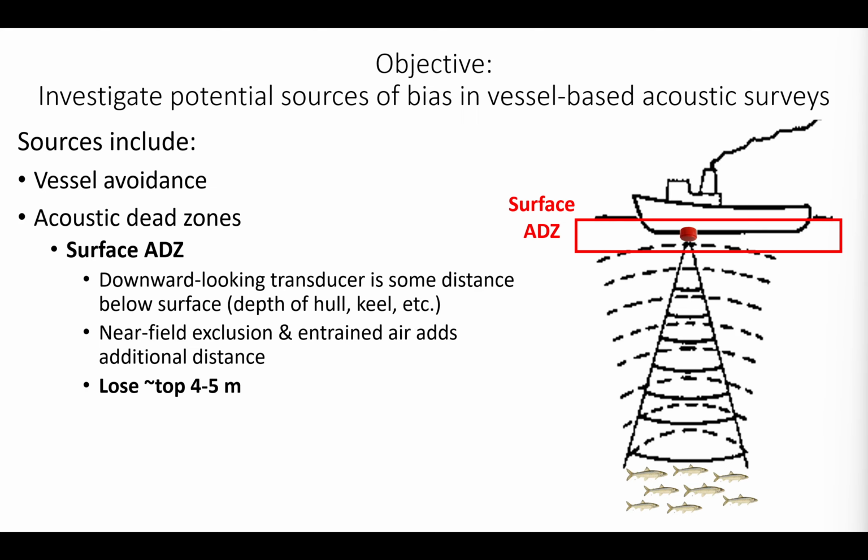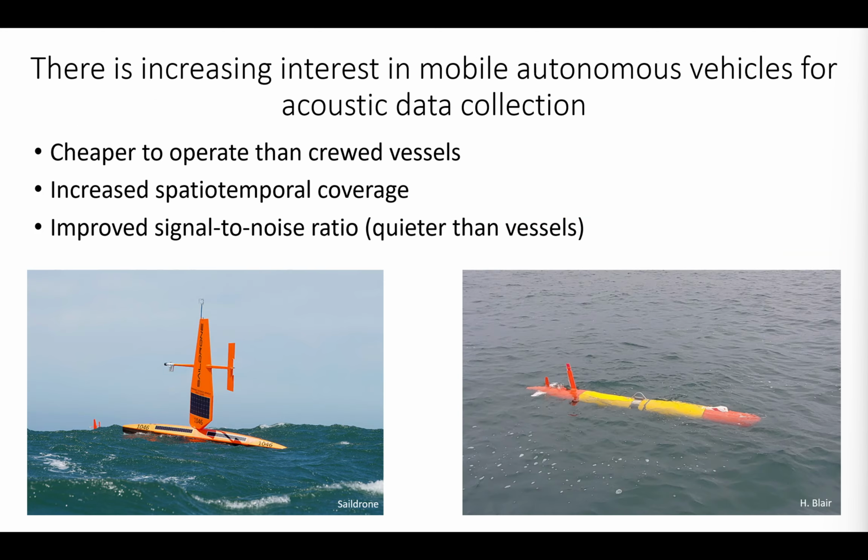And then that's even without considering the possibility of lots of air being entrained, so bubbles entraining down from interaction of waves with the hull. So it could be even lower than that. So what we want to see is, is there potential bias due to these two sources?